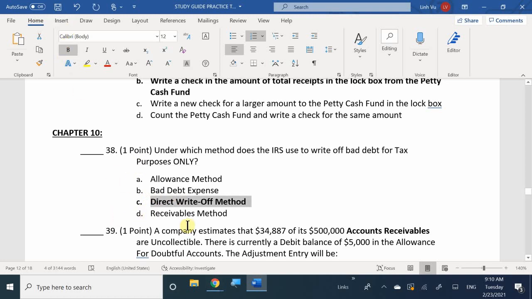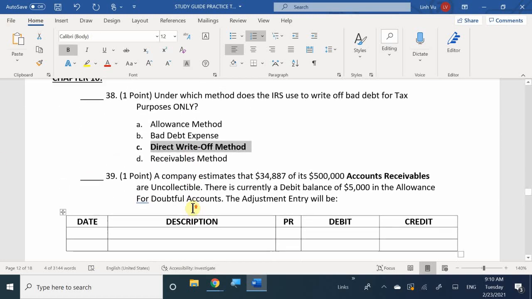Make sure you know the difference because remember, we don't learn the direct write-off. However, when we move into QuickBooks, I will show you the direct write-off. So make sure that you know that the direct write-off is only meant for tax accountants and for tax purposes only.